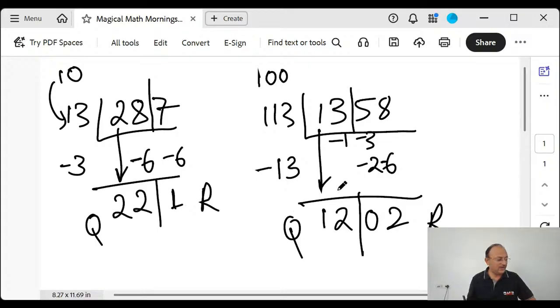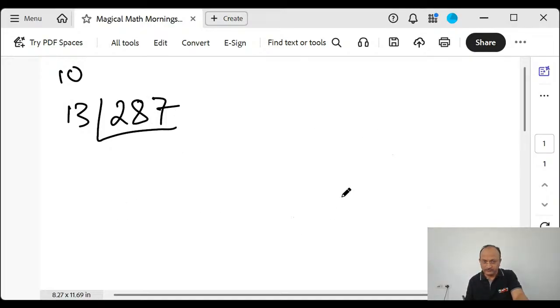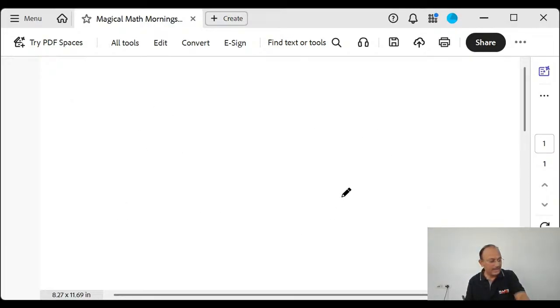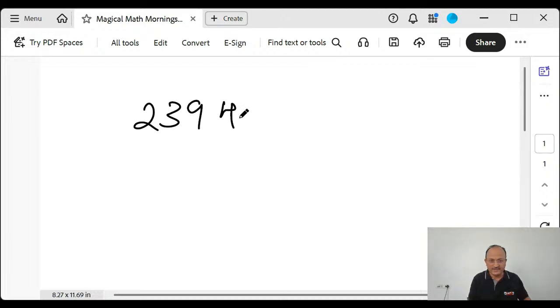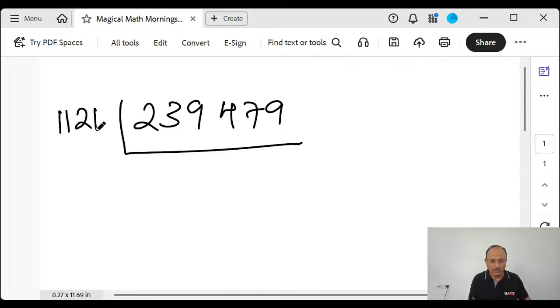Will you try one question if I give a bigger one? Okay, let's try this. I'll give a bigger number. 239479. This is the bigger number. I want to divide this one with 11213. I'll give the hint, then you can start.